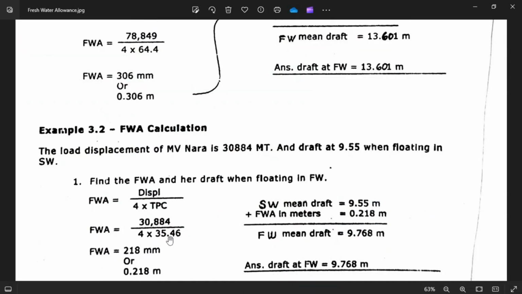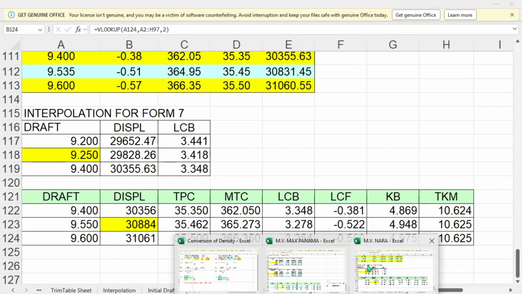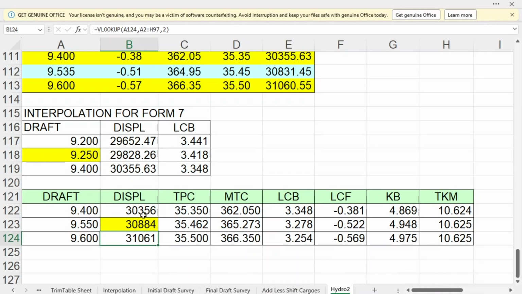TPC is 35.46. Okay, see, we have here 35.462. Okay, almost the same.